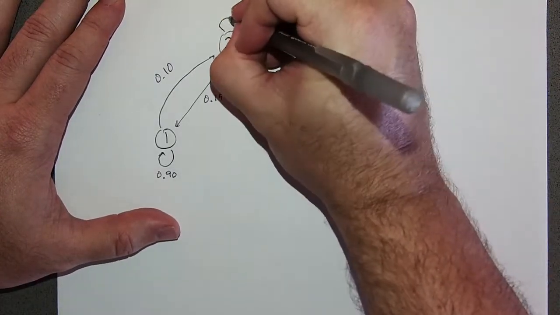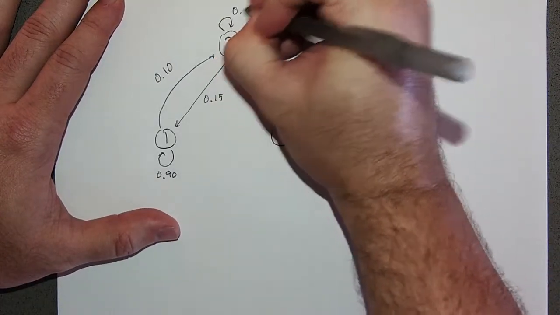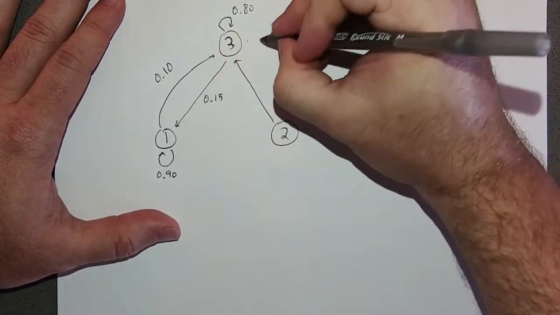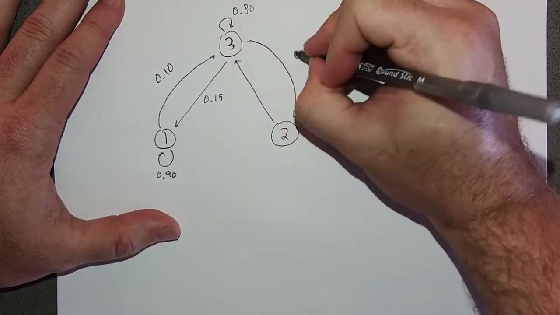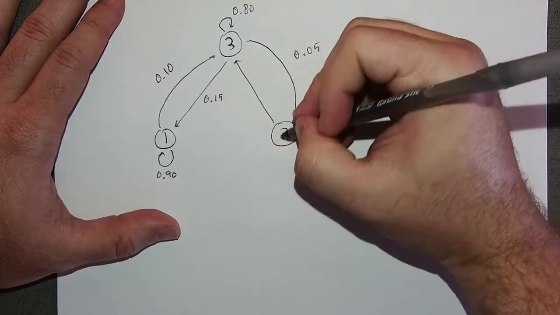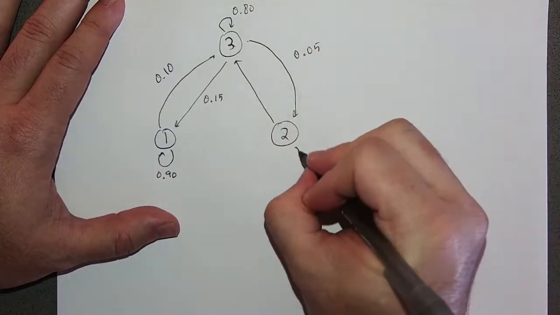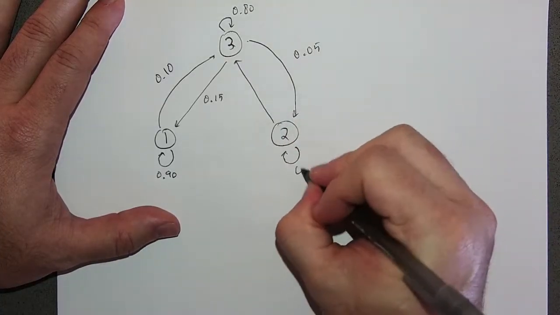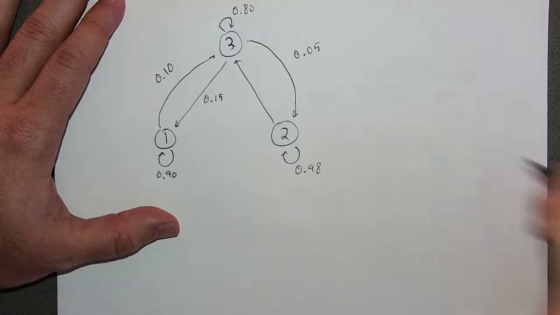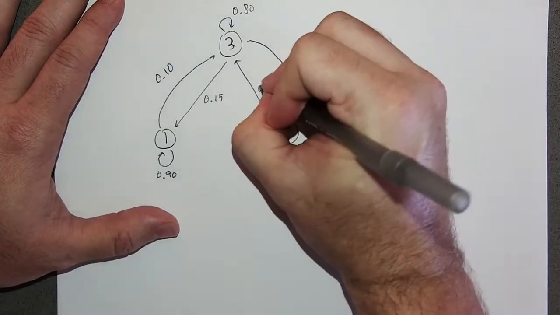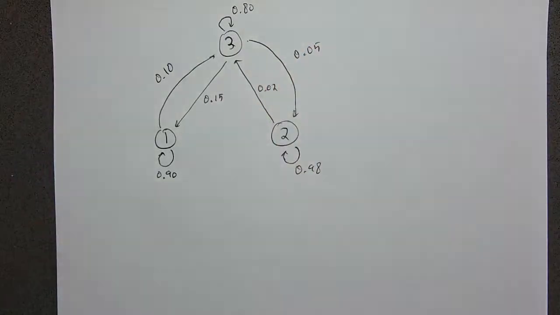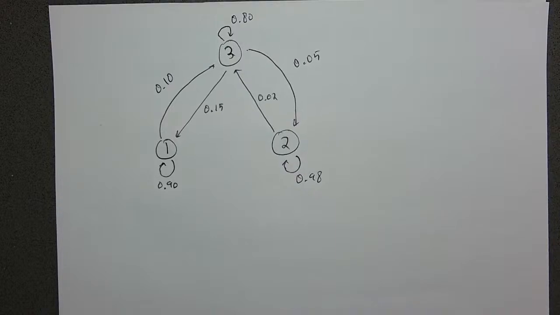Let's say that this is 80%, and then 5% go to 2. For 2, I have 98% remain and 0.02. I think that's everything now. I think everything is accounted for.